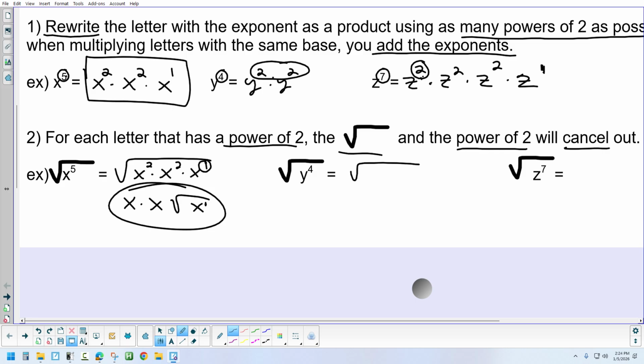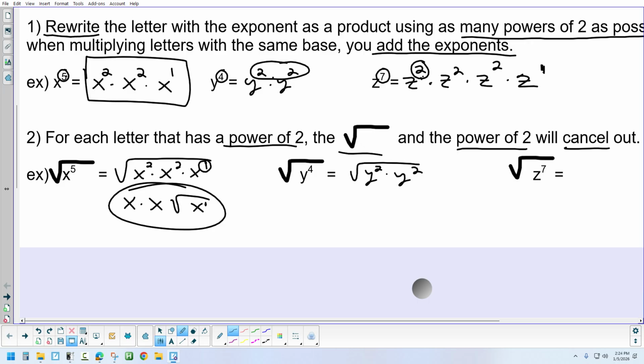Up above. Yeah, two twos. So, y to the 2nd, 2 of them, and y to the 2nd. Right up here. Okay. Does the first letter have a 2 on it?